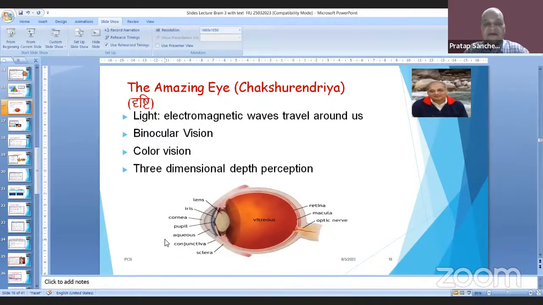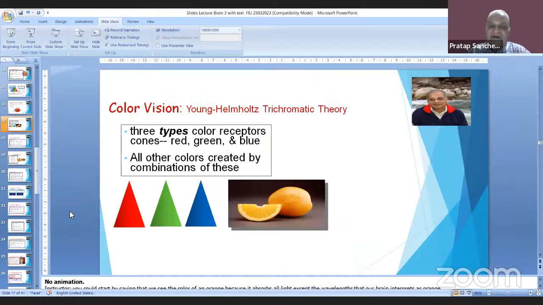Chakshu indriya, that's another name for vision, drashti or chakshu. Electromagnetic waves travel around us and we perceive only a small spectrum. What is important in the human being is that we have binocular vision, two eyes, which gives us stereoscopic vision. And second, we can differentiate a large range of colors. It's a three-dimensional depth perception because of the stereoscopic vision. Color vision has three important colors: red, green, and blue. All other colors are created by a combination of these three.